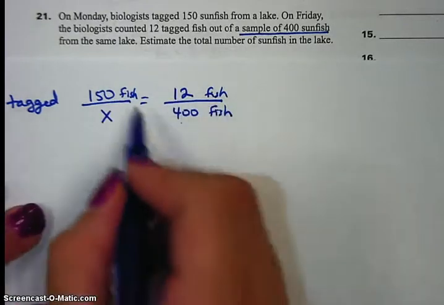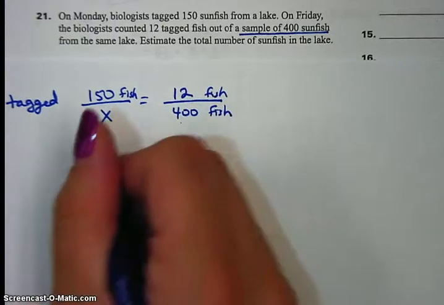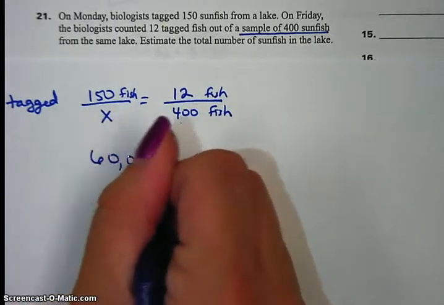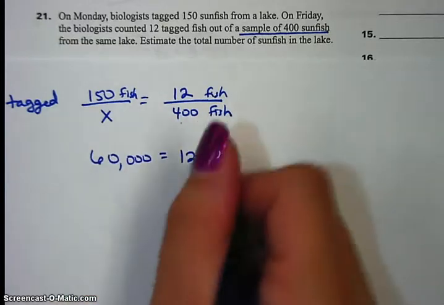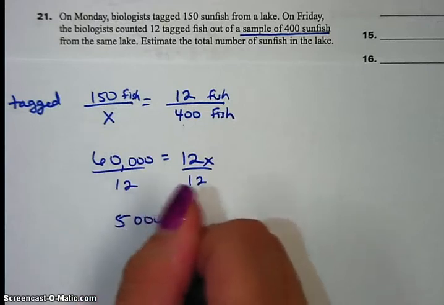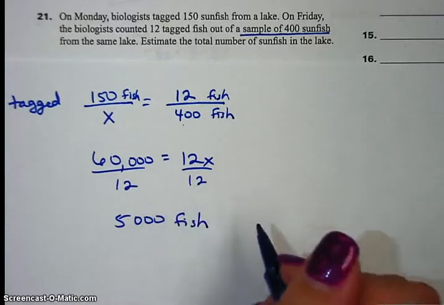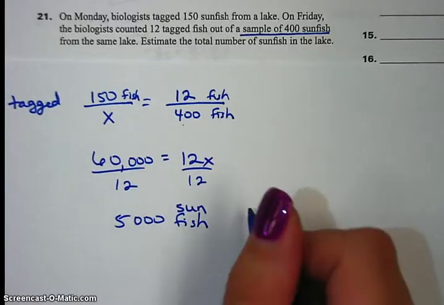So now we can cross multiply. 150 times 400, which is 60,000, is going to equal 12x. So then we divide by 12. So there are approximately 5,000 fish, and actually this is sunfish, not just fish, but sunfish in the lake.